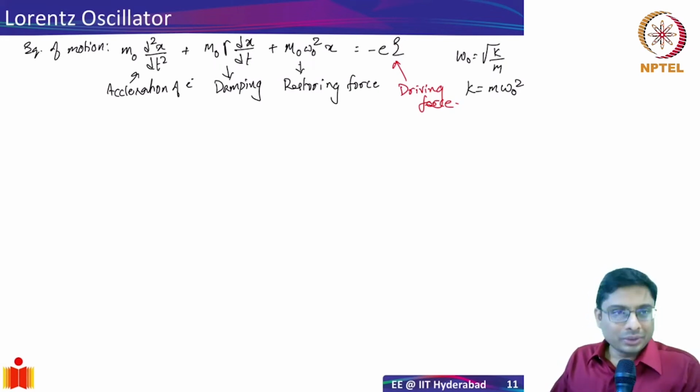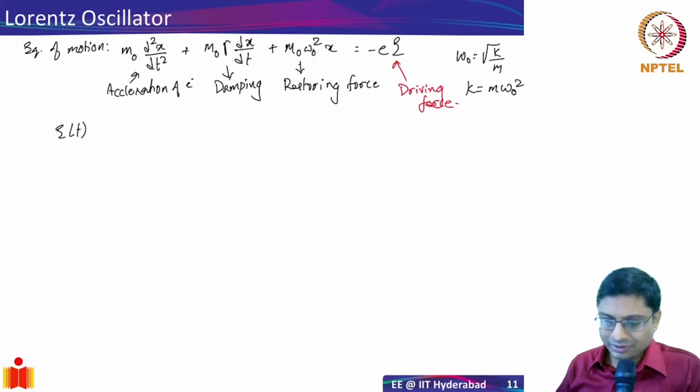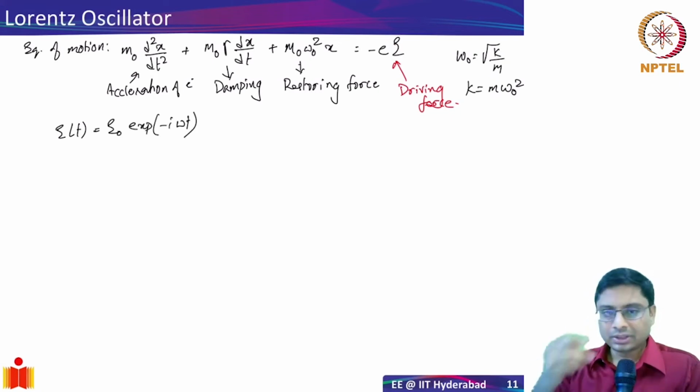Now, what is the solution to this system? You might have seen it in different contexts. The way to find a solution is first to ask what the driving force is. The driving force is the electric field, right? I have an electric field which goes as E of t. It's a time dependent electric field, so I'll write it as E naught exponential minus i omega t. This is a function of time.